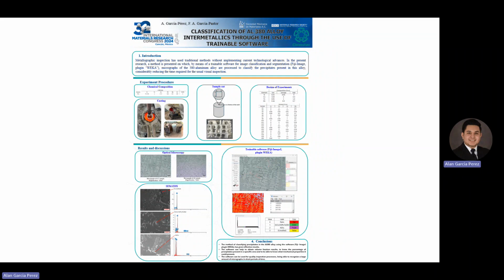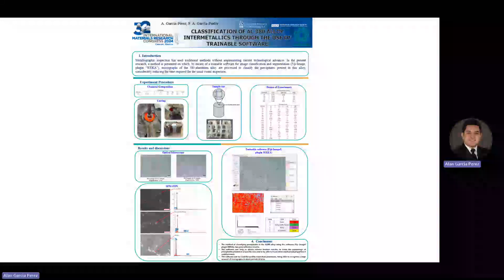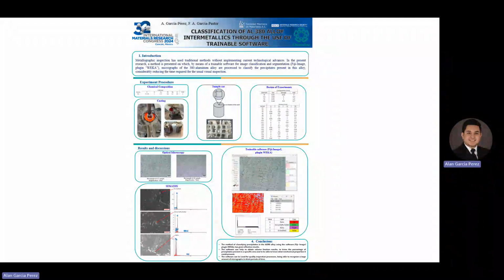The software can be used for the quality inspection process, being able to recognize a large amount of micrographs in a short period of time.